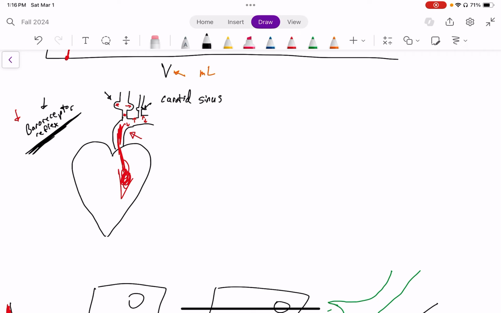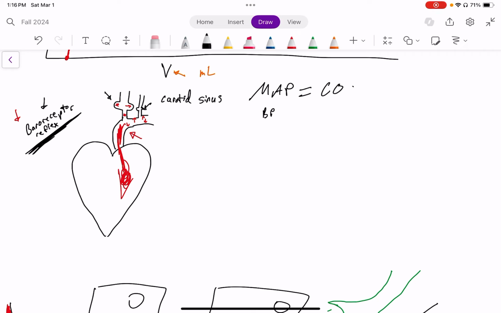And what those do is they respond to stretch and then they send the information to the brain, and then the brain takes an action. So if these experience stretch, then the brain knows, okay, that's an increase in blood pressure. Now, mean arterial pressure or blood pressure, same thing, right?